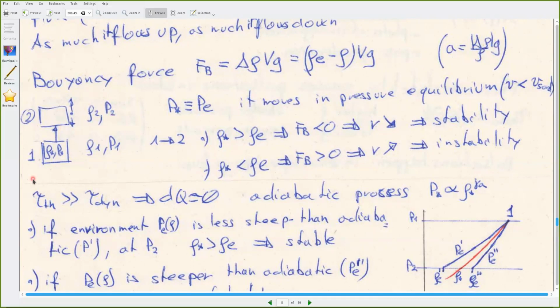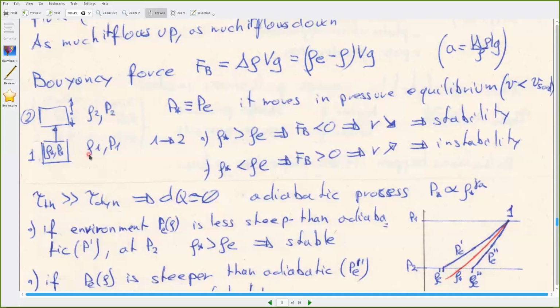So we'll consider we have in position 1 a blob of gas. There, in position 1, the environment has density 1 and pressure 1, and this object, this part, will move up due to the buoyancy force to position 2, where there is density 2 and pressure 2.